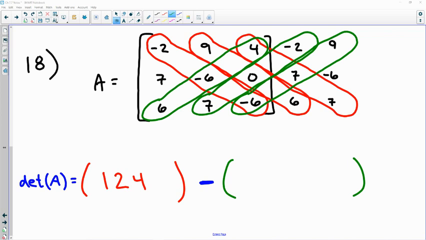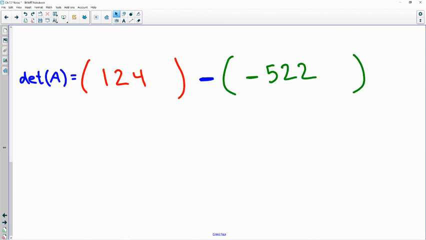Okay, anybody get the green one yet? Get the up diagonals yet? I got negative 522. All right, Emma, you are correct. Now, negative 522. Now you see that it has a minus negative 522, right? So I'm glad, Emma, you mentioned that it is negative, right?